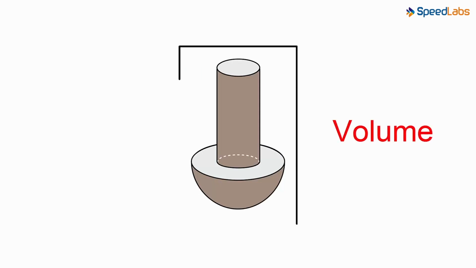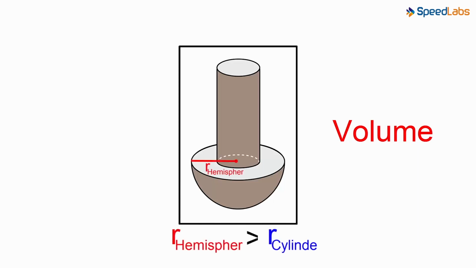What will be the volume of this new solid? Can you derive the formula for its volume? We leave this as an assignment for you. Remember, the only difference between our test tube and this solid is that the radius of the hemisphere here is greater than this radius here. All other parameters are the same.